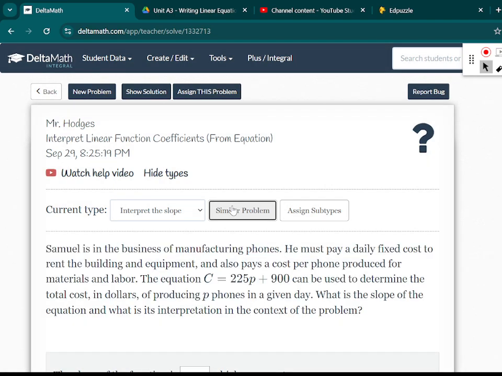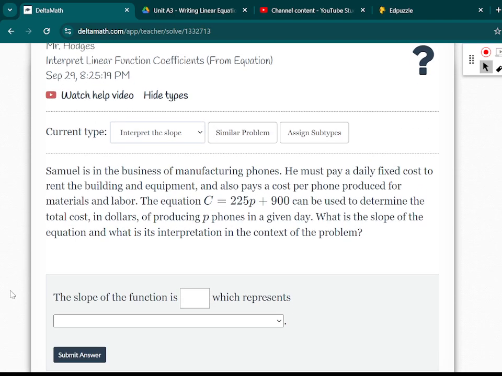We'll do one more of these. Samuel is in the business of manufacturing phones. He must pay a daily fixed cost to rent the building and equipment, and also pays cost per phone produced for materials and labor. We've got our equation C equals 225p plus 900. That's the total cost in dollars of producing P phones a day. What is the slope of the equation, and what is its interpretation in the context of the problem?